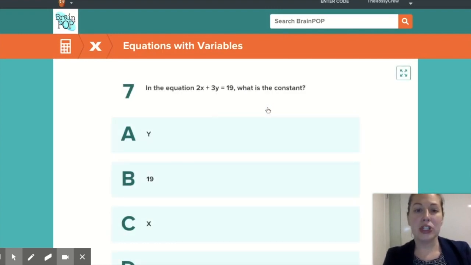In the equation 2x plus 3y equals 19, what is the constant? So we have the constant and we have a variable. So the variable is the letter and the constant is the number. So which of these is the number that does not have a variable next to it? It's 19.